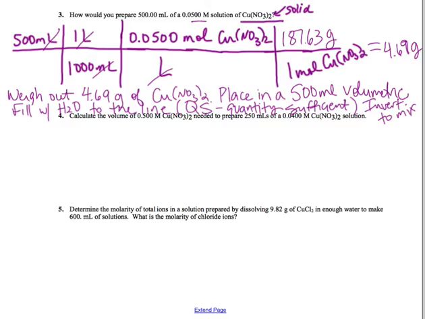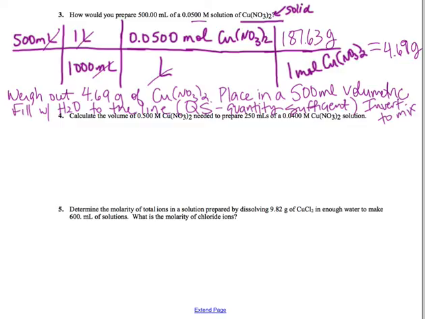Because what you then do, you got to mix it, so you'll have a cap of some sort like this guy here. You're going to put the cap on, and then you're going to invert to mix it up. Okay? So that's how you would make that solution. Any questions on how to make it? No? All right, let's do the next one.